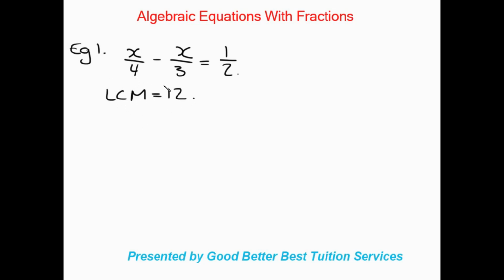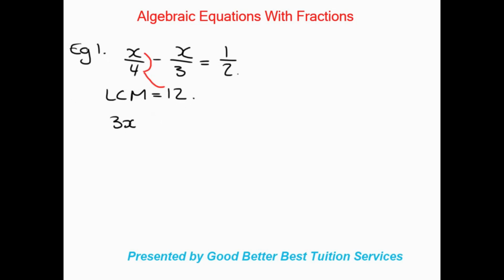The first step is we're going to divide 12 by the 4. Once we divide the 12 by the 4, we get 3. Once we get that, we are going to times it by the numerator. So the answer that we get from dividing 12 by 4, we're going to times by the numerator, and we get 3x, because 12 divided by 4 is 3, and 3 times x is 3x.